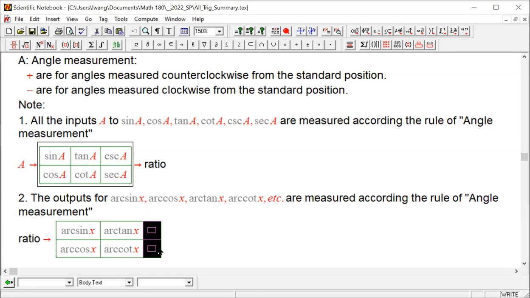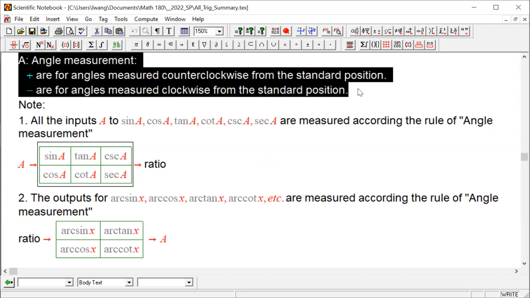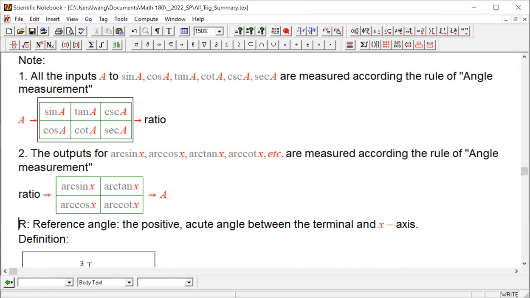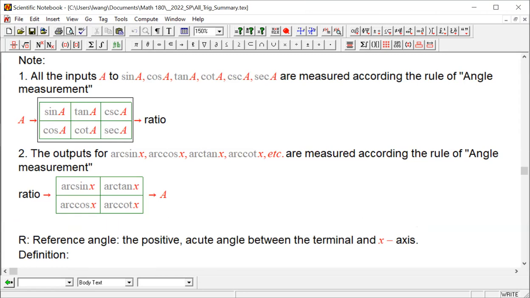Arc secant, arc cosecant, I don't think we're going to talk about them. They're rarely used. You probably don't even see that button on the calculator. So we're not going to talk about them here. And they produce angles. These output angles are also measured following the angle measurement from the standard position, positive and negative, okay? I hope that is clear. With the content we have studied, I hope that's very clear. If you have any questions, please don't hesitate to talk to me.